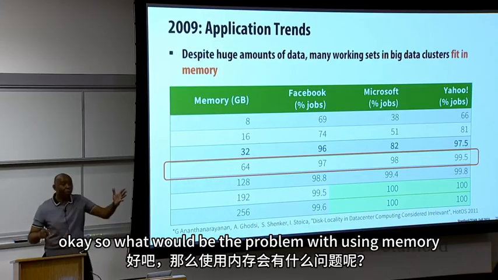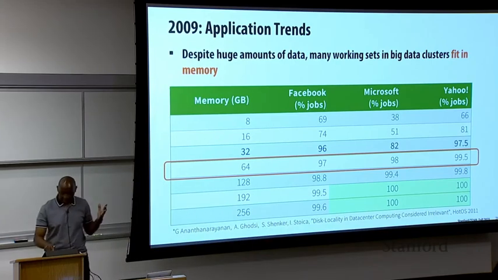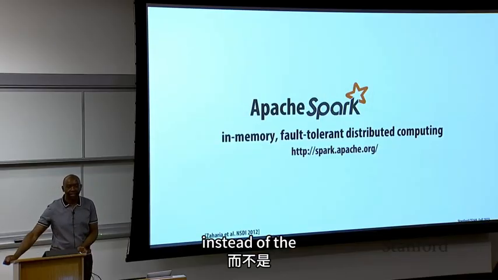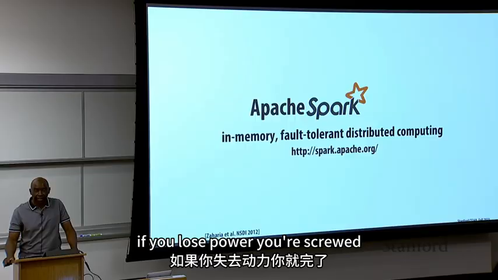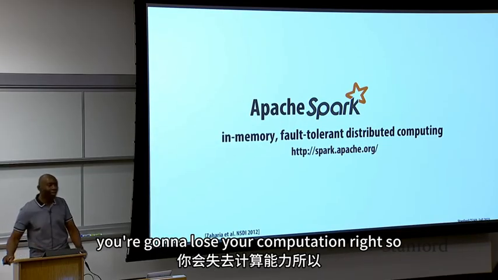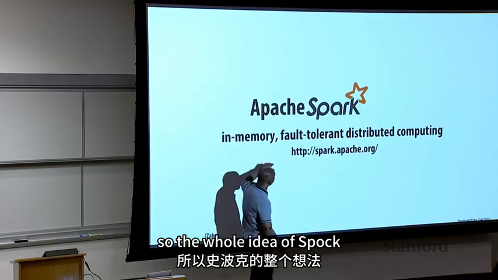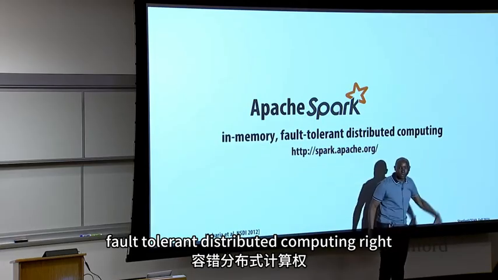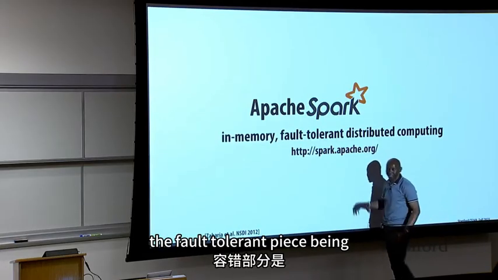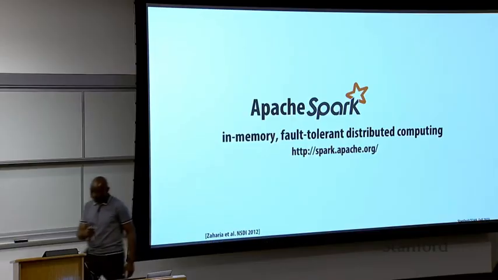Okay, so what would be the problem with using memory instead of the storage system to hold the intermediate data in your computation? Yeah. If you lose power, you're screwed, right? You're going to lose your computation, right? So the whole idea of Spark was in-memory, fault-tolerant distributed computing, right? With emphasis on the fault-tolerant piece being once you lose power, you don't want to be screwed.